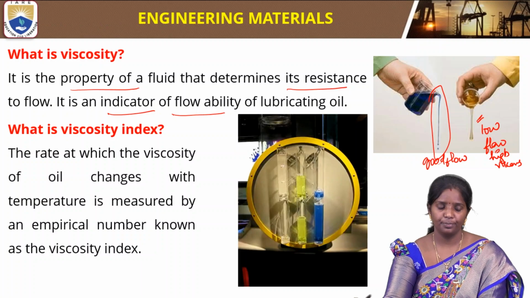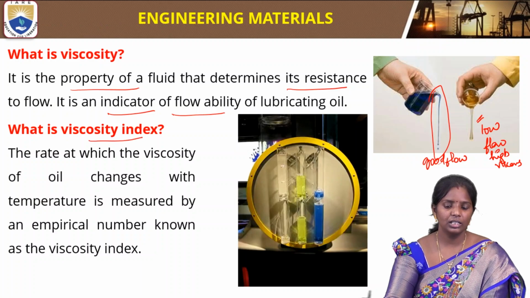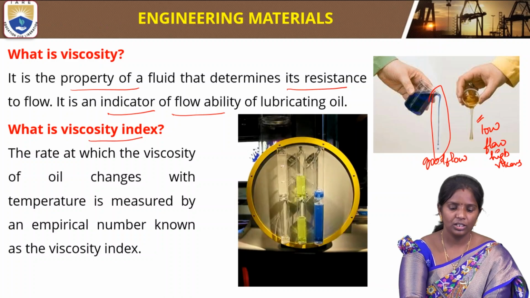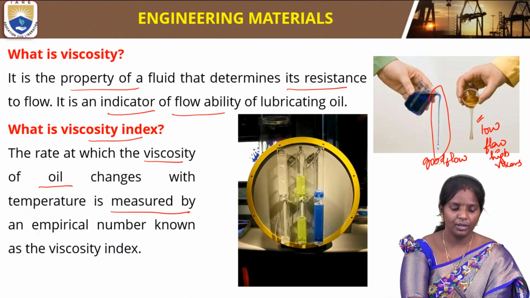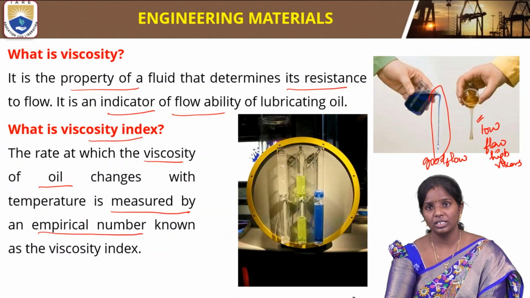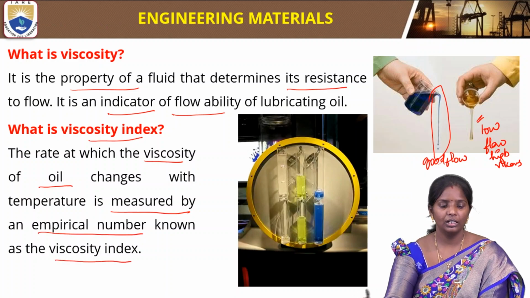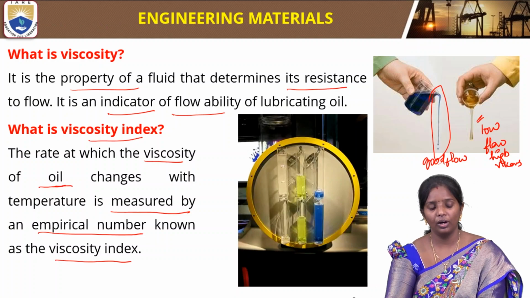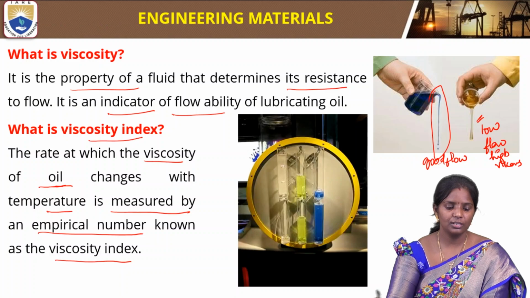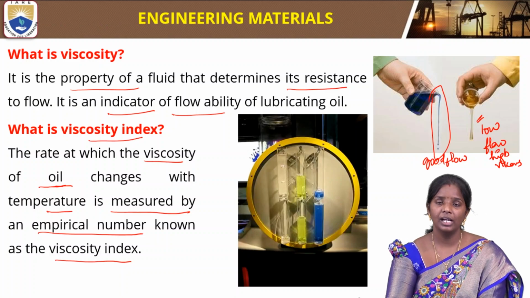Next is the viscosity index. The rate at which the viscosity of any oil changes with temperature is measured by an empirical number known as the viscosity index. So these are the definitions of engineering materials.